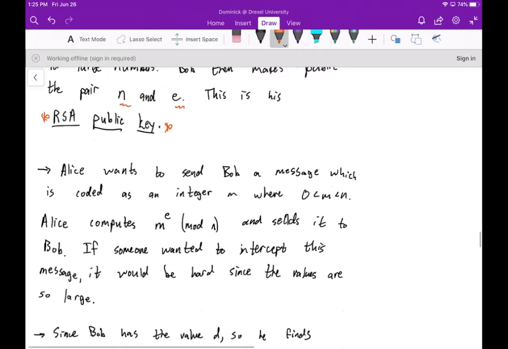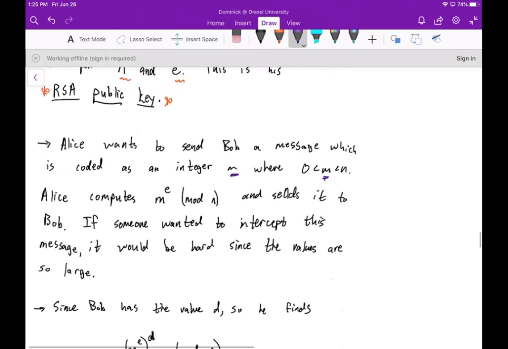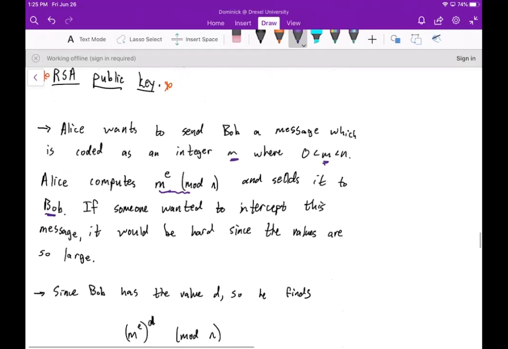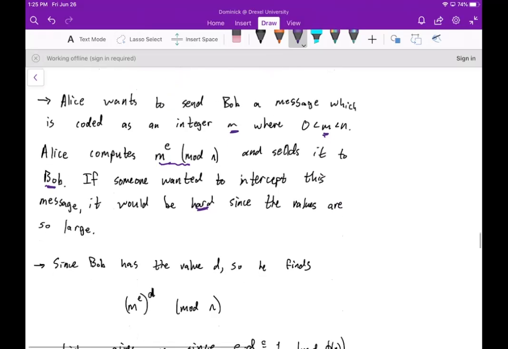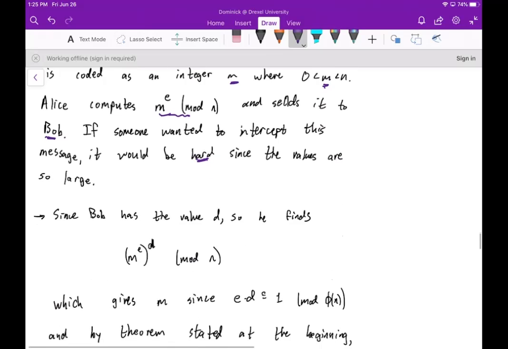Now, Alice wants to send Bob a message which is coded as an integer m, right? Where this number m is between 0 and the number n that we mentioned before. Now, Alice computes m to the e mod n and is going to send it to Bob, right? Now, if somebody wants to intercept this message, it would be hard to do this because m to the e is going to be a large number, right? And of course, mod n is a huge number as well, because n is made up of those two extremely large primes.